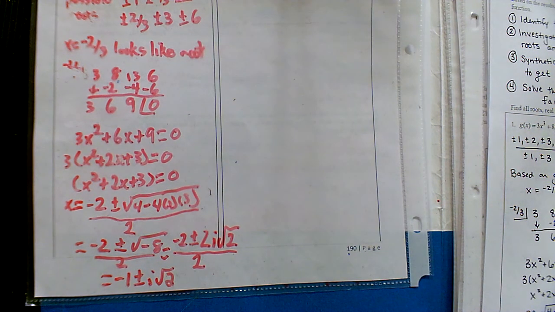Then at the end, wherever you have room, make sure that you write the roots are x equals negative 2/3, negative 1 plus i times the square root of 2, and negative 1 minus i times the square root of 2. Make sure you write that final answer and circle it. Those are your 3 roots at the end.